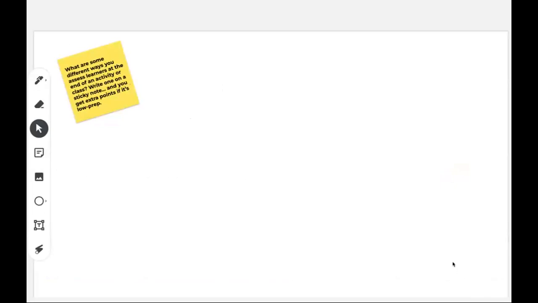If you can make your way to the Jamboard, I'm just going to ask you, what are some different ways that you assess learners at the end of an activity, maybe the end of a class, or maybe the end of a unit? So write one on a sticky note, and I said you get extra points, bonus points, if it's a low prep way to assess your class.